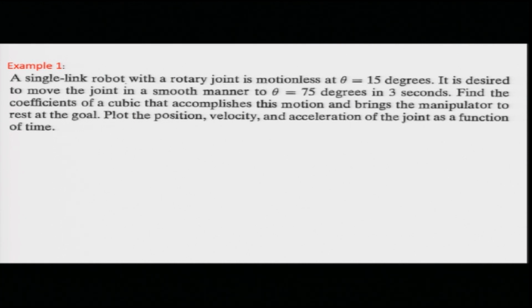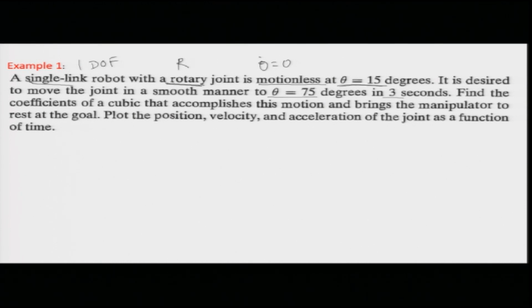The first point is that it is a single link robot with a rotary joint. So, it is a revolute joint robot, 1 revolute joint, and it is single link. So, it is 1 DOF. It is motionless, meaning velocity is equal to 0. So, theta dot is equal to 0 at theta equal to 15 degrees. Initially it is at theta equal to 15 degrees. It is desired to move the joint in a smooth manner to theta equal to 75 degrees in 3 seconds. So, my theta f is equal to 75 degrees and the time tf is equal to 3 seconds.